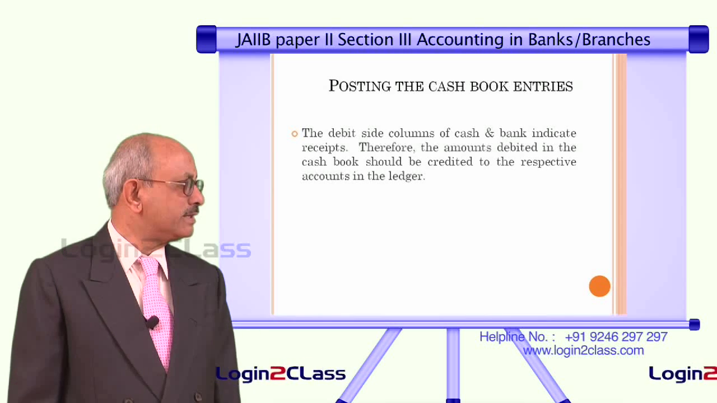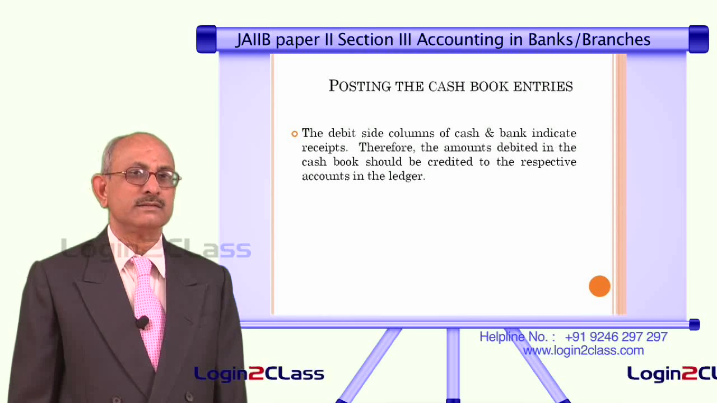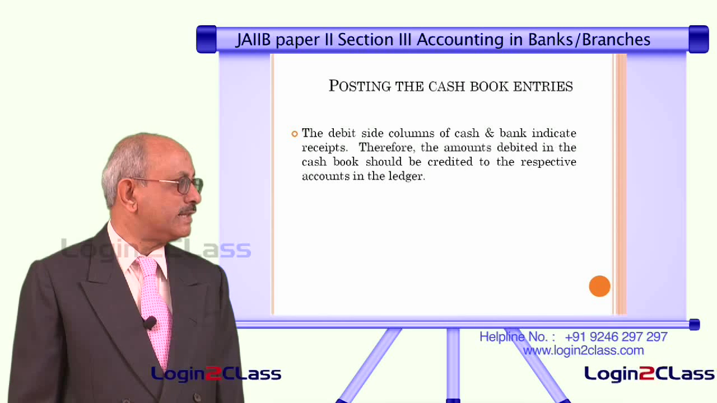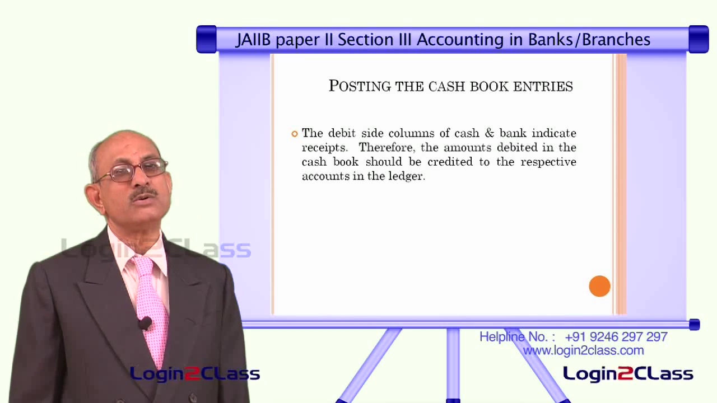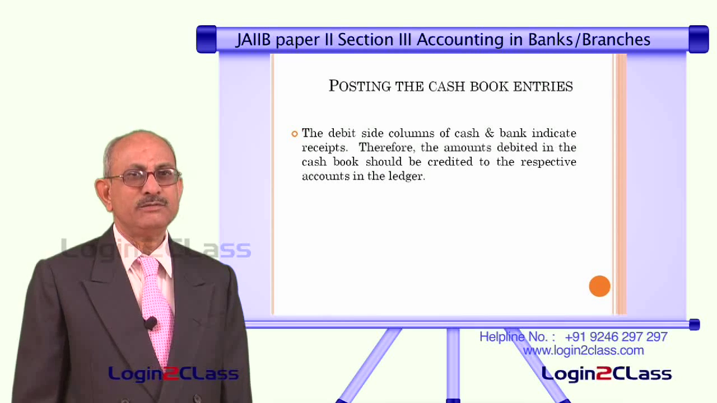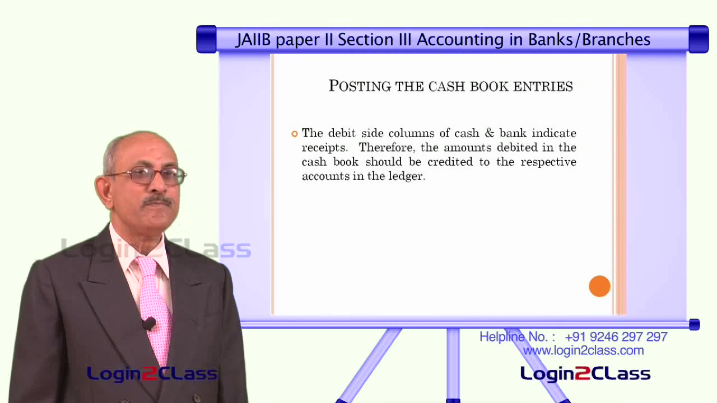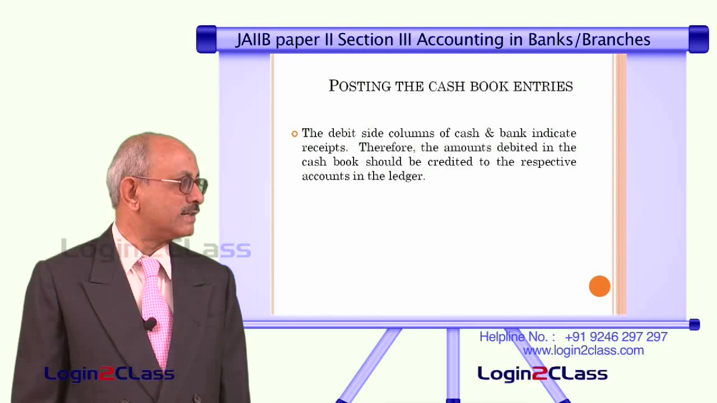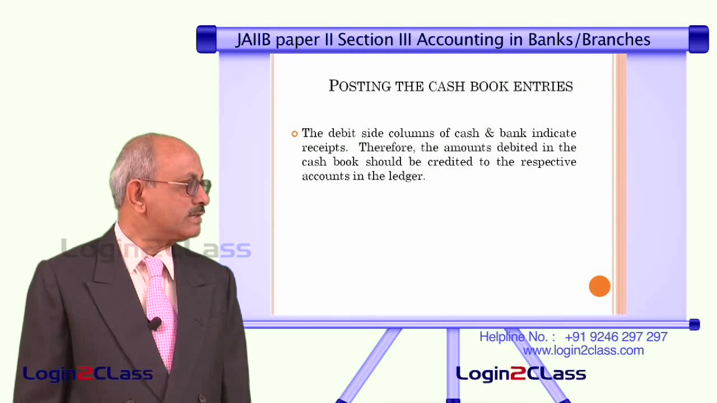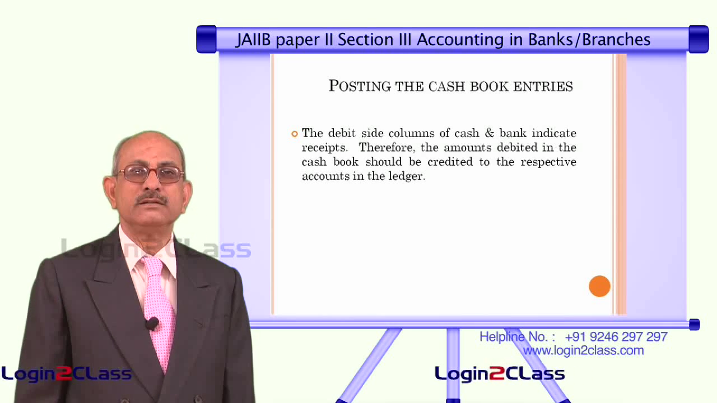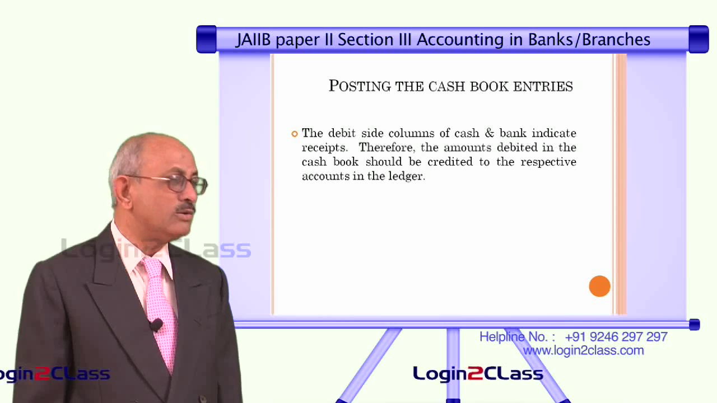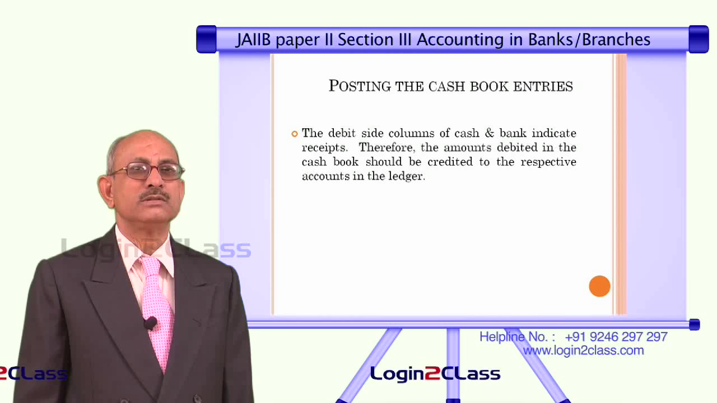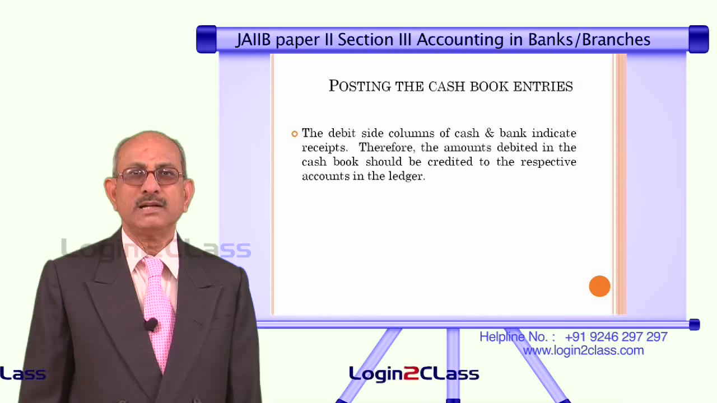As we know, the debit side columns of cash and bank indicate receipts. That means on the left hand side, they indicate receipts. Therefore, the amounts debited in the cash book should be credited to the respective accounts in the ledger. This is slightly confusing for many people. What you have to remember is, whenever we record on the receipt side, cash is received. That means cash account has been debited. If you remember the golden rules of accounting, whenever cash is received, we debit that account. Debit what comes in, that is the rule for real accounts.